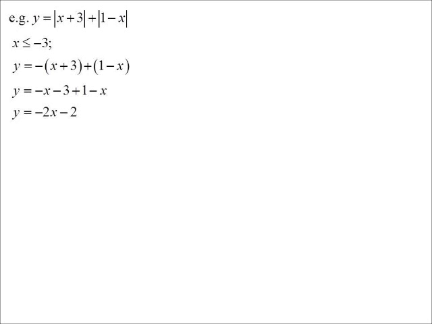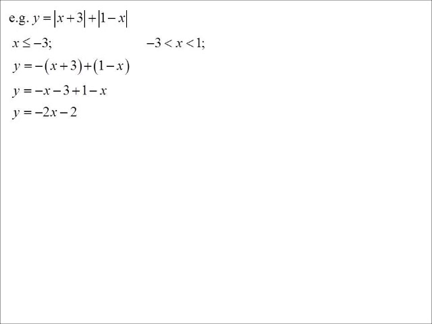Well, 1 minus x. If I was to sub in a number less than negative 3, see how we go with this one, into 1 minus x, positive or negative? Right, so that one will stay the same. So that'll just be plus 1 minus x. And then I can work out what I'm actually graphing for x is less than or equal to negative 3. It'll be the line y equals minus 2x minus 2.